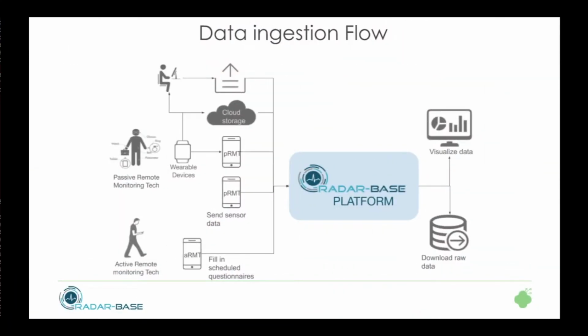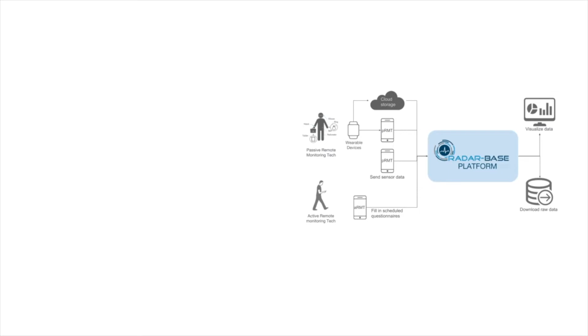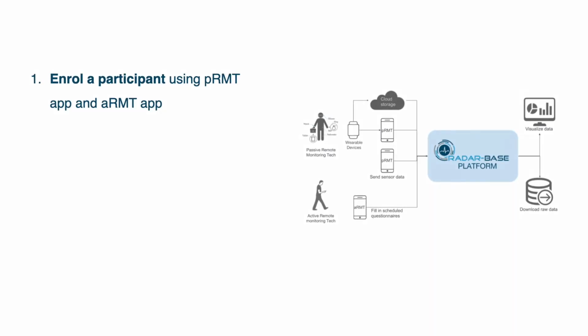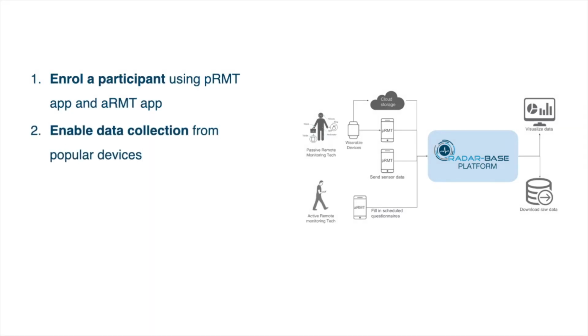In this session, I'm going to focus on demonstrating how to manage studies, participants, and various data ingestion options we have. We will see how to enroll a participant using the passive aRMT app for data collection, then the active aRMT app for electronic patient-reported outcomes or surveys. In addition to that, we will also see how to enable data collection from popular devices such as the Fitbit Charge 3 in order to receive data from their APIs to ReaderBase.